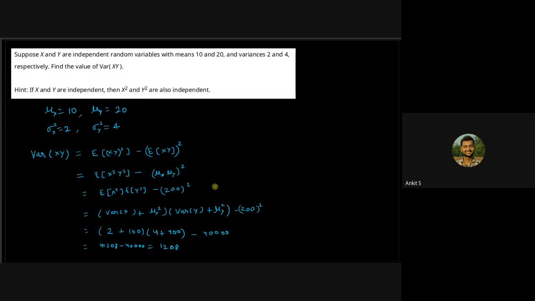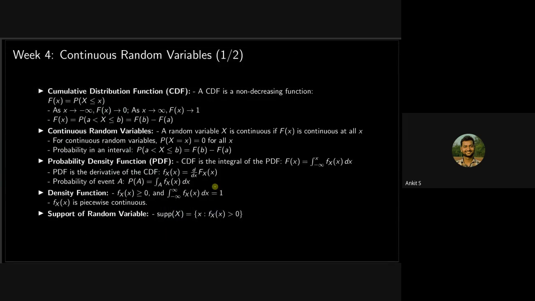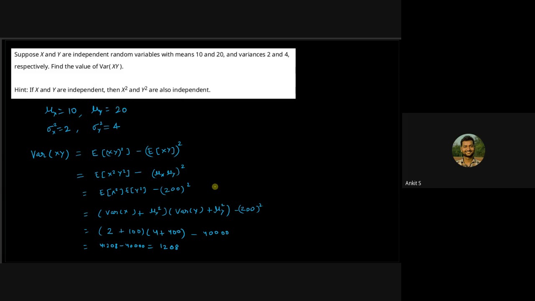Okay, so we don't have many questions from week 3, we just have one question. It asks to calculate the variance of x times y. We have been given x and y, two independent random variables, with means and variances given. We will just use some simple properties of expected value and variance, and then we will be able to find the variance of x times y.